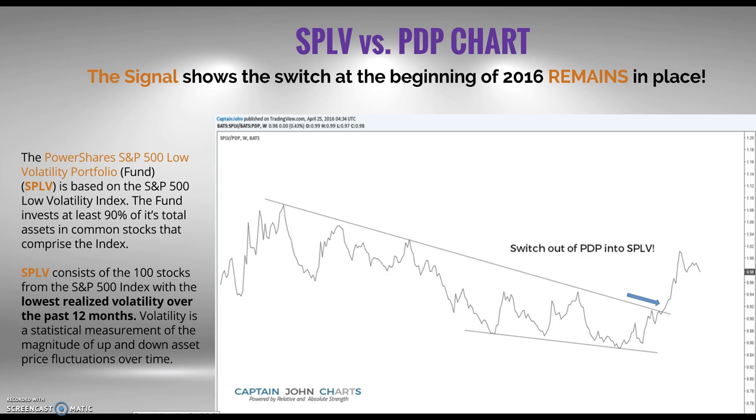Well, if you think about what the SPLV is, besides it being a low volatility index, it has the lowest realized volatility over the past 12 months, and it's 100 stocks from the S&P 500. And when you see that breakout, the thrust forward and up is quite impressive indeed.